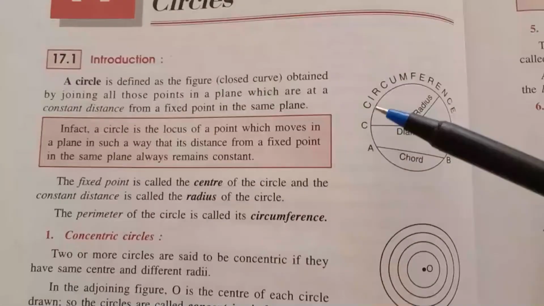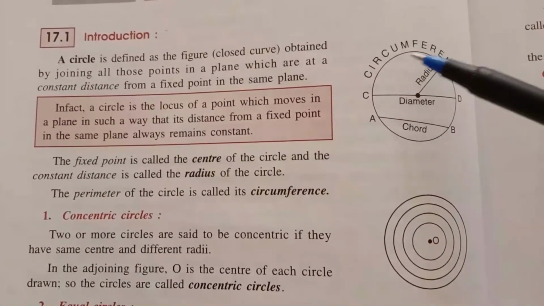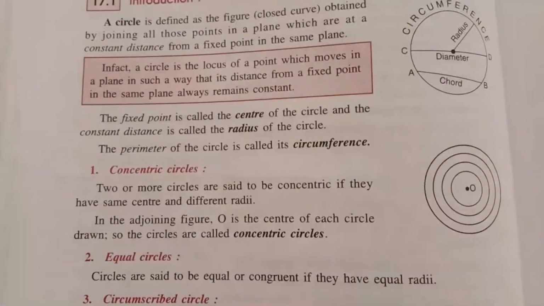And you know, this is the boundary, the perimeter of a circle. In a circle, the perimeter is called the circumference, the circumference of a circle.